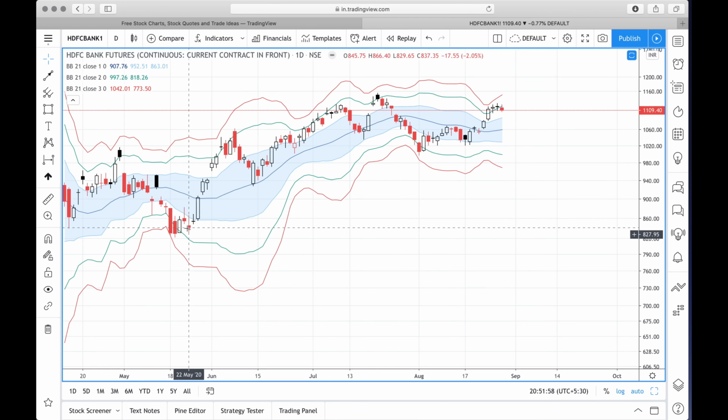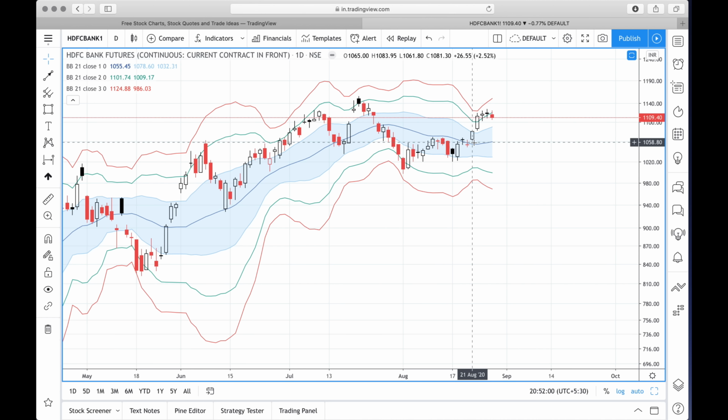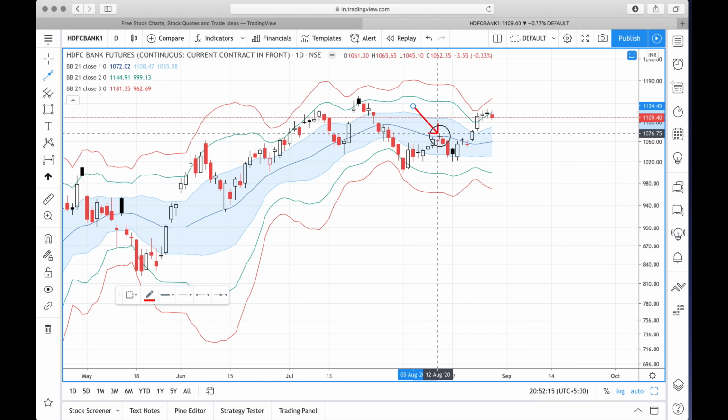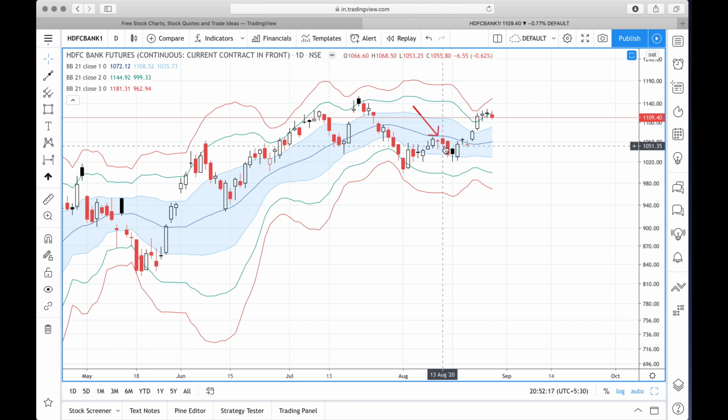HDFC Bank has recently moved outside the river. Okay, so it has gone up to an uptrend. Before, it had slipped down below the river, came down to the banks and bounced back to the averages. This is where a pullback trader will short HDFC Bank for this small fall. And later on, we have a movement which has taken HDFC Bank above the river. So now HDFC Bank has moved into an uptrend.